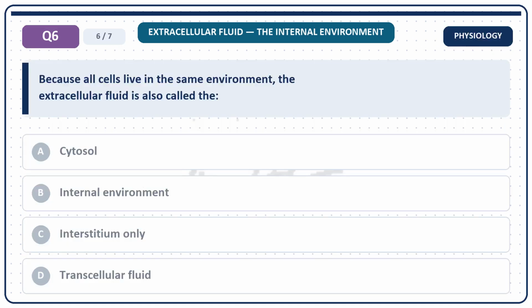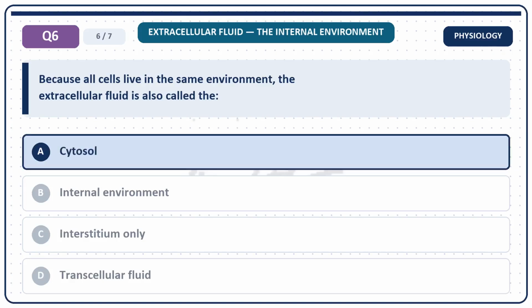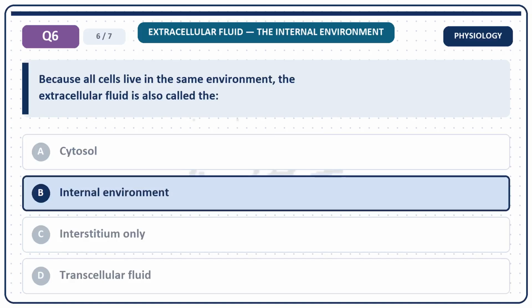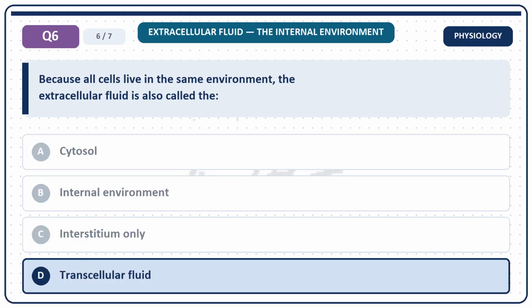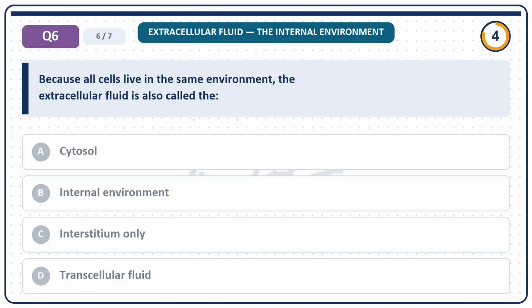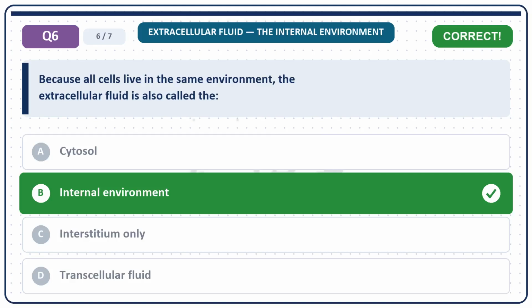Question 6. Because all cells live in the same environment, the extracellular fluid is also called the: Option A, cytosol. Option B, internal environment. Option C, interstitium only. Option D, transcellular fluid. Option B, internal environment. That's correct.